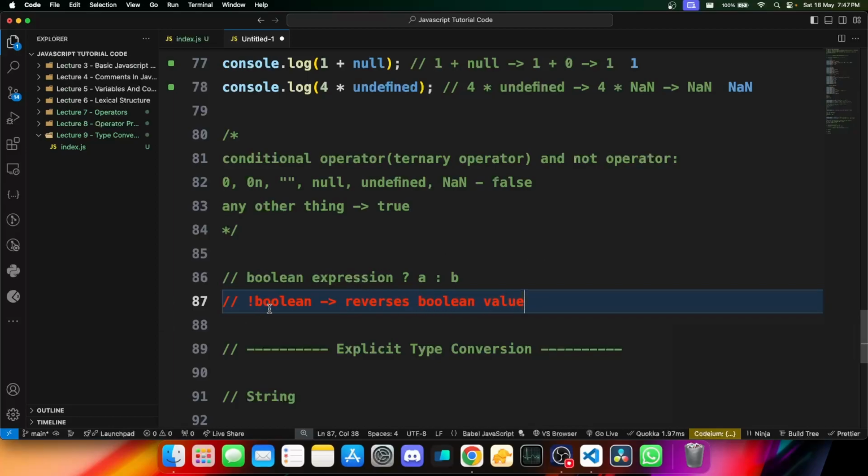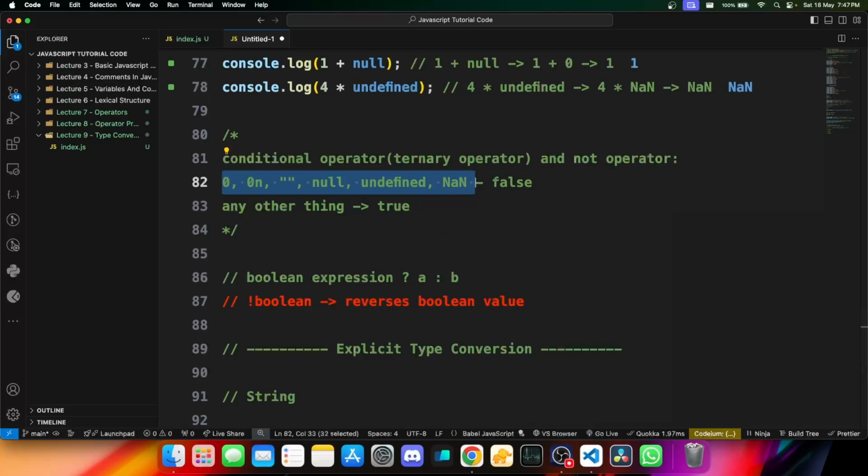Now, what would happen if you try to pass a non-Boolean value over here, an expression that doesn't give a Boolean value? In that case, type conversion would happen and the value that you have passed would convert into a Boolean value. And that is where you need to understand that 0, 0n, empty string, null, undefined, not a number, all convert into false if used instead of the Boolean expression over here. I hope that makes sense. And any other value other than these becomes true.